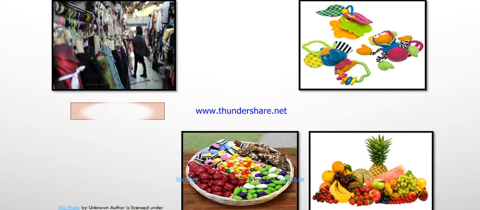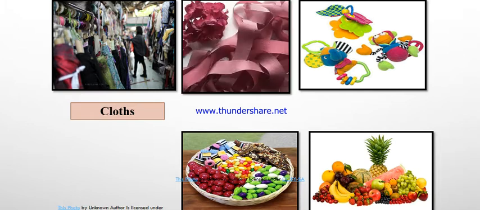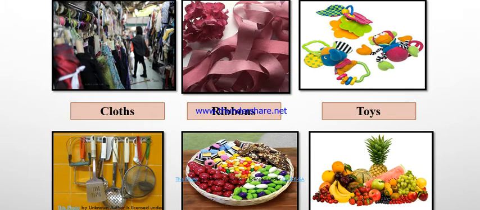Yes. See here, clothes. Street hawkers sometimes sell clothes. Then it's very important and very interesting for the girls: ribbon, right? A street hawker also sells it. And then toys for kids, utensils for women, delicious sweets, and of course, healthy fruits. These are very common to a street seller.